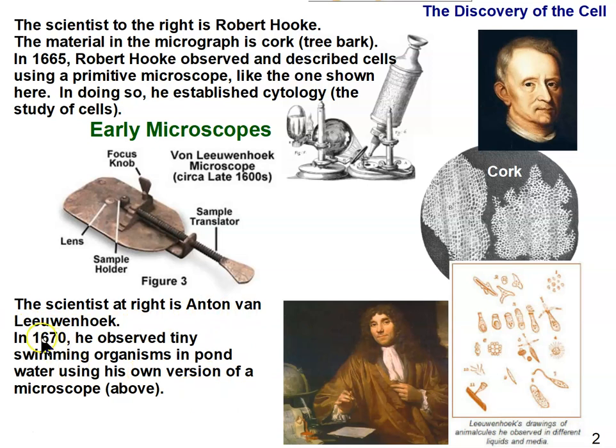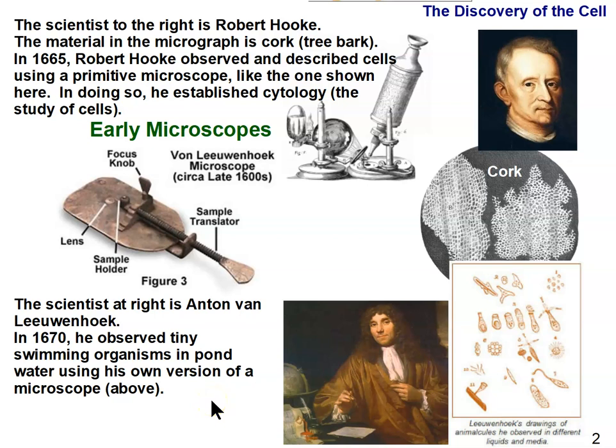And Leeuwenhoek was looking at, for example, drops of pond water under the microscope. And he noticed all these little things swimming around. And his microscope seems even simpler, but it's actually able to magnify even greater than Hooke's microscope. And there are microscopes that you can get, kind of a pocket microscope. So they copy Leeuwenhoek's microscope design to make pocket microscopes today. And again, they're surprisingly powerful, can really magnify a lot.